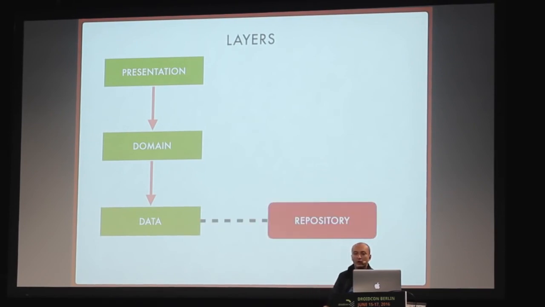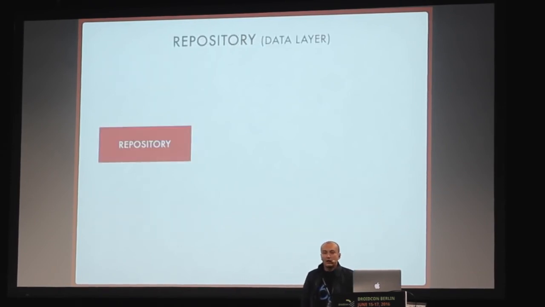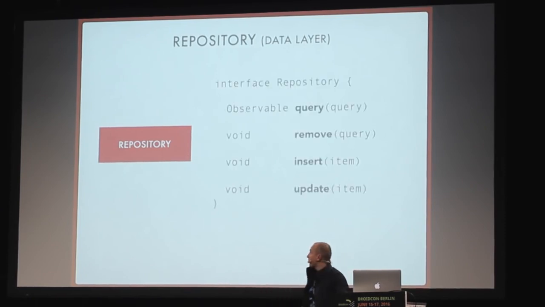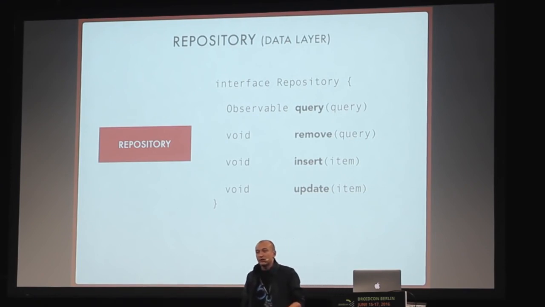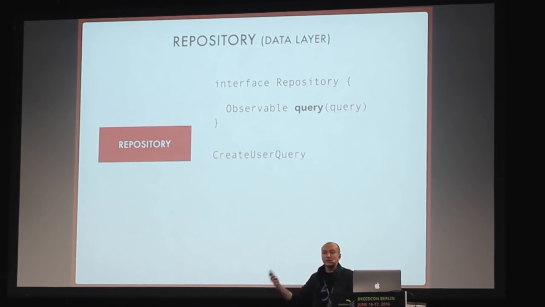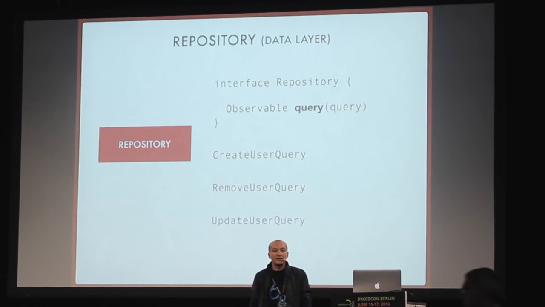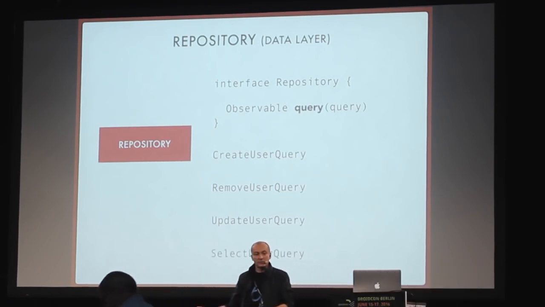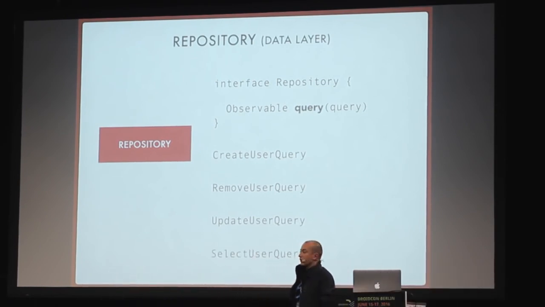So let's talk about the data layer. The bottom one is represented by the repository. This is an entry point for your data. Usually a repository looks very similar to content providers in Android. It has a couple of methods to query data, remove, insert, update. At some point we realized it's much better to have only query, and then you have specific queries to create something, remove something, update something, or select or find something. And if you have this, you'll have a much easier way of caching things.